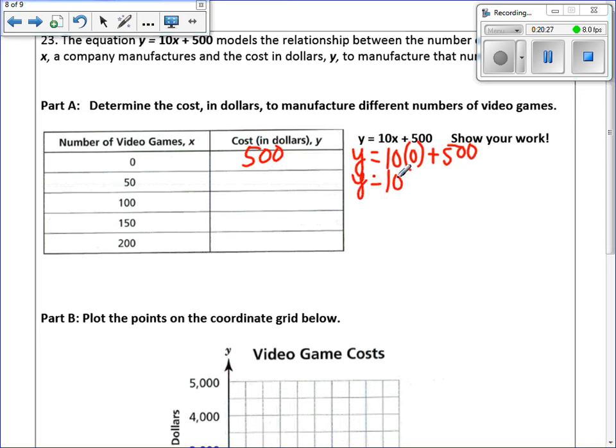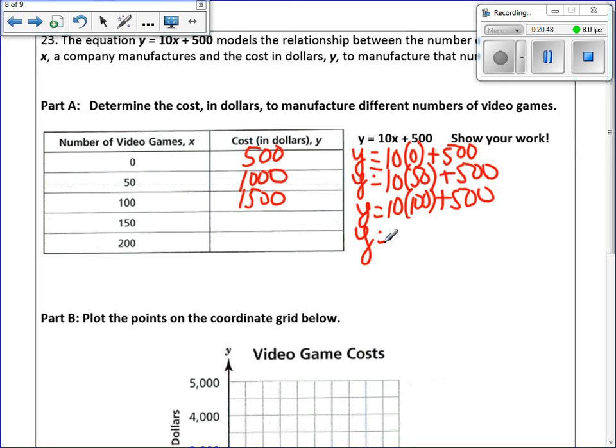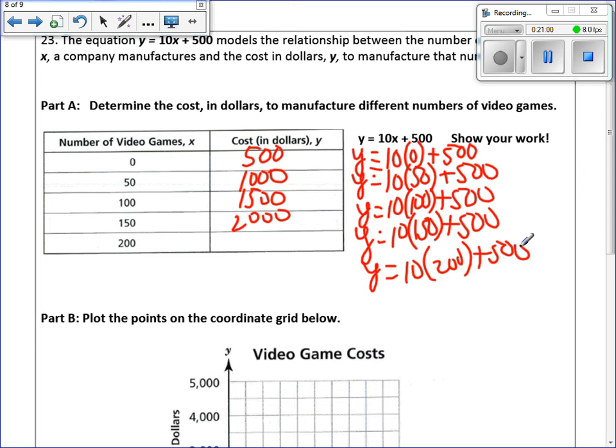Then y equals 10 times 50 plus 500. This is enough work for me, because you can go to your calculator. 10 times 50 is 500, plus 500 is 1,000. Then y equals 10 times 100 plus 500, so that's 1,000 plus 500, which is 1,500. Y equals 10 times 150 plus 500, that gives me 2,000. And y equals 10 times 200 plus 500, which gives me 2,500.